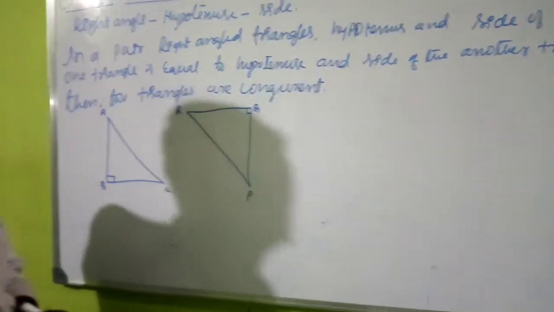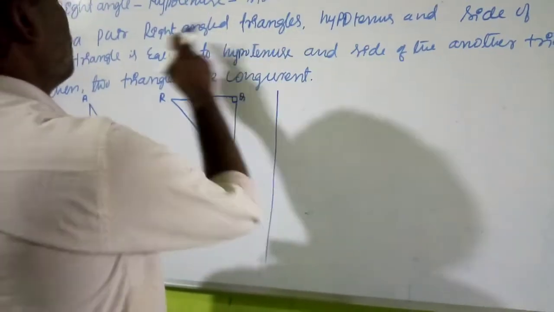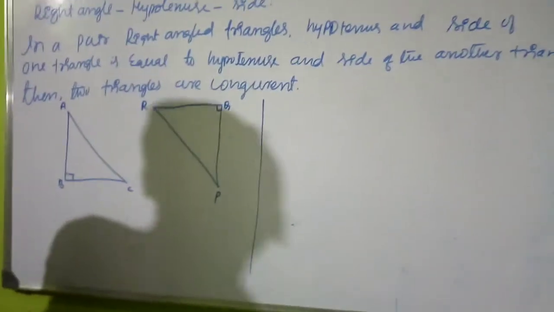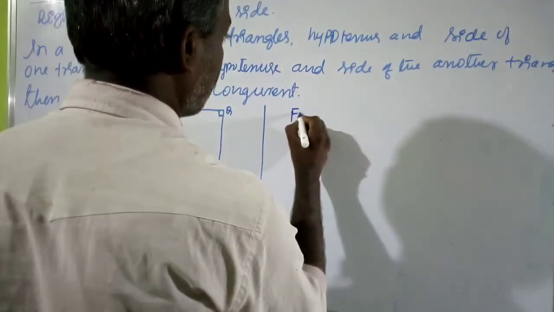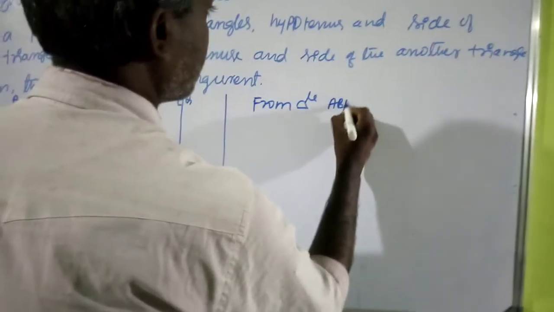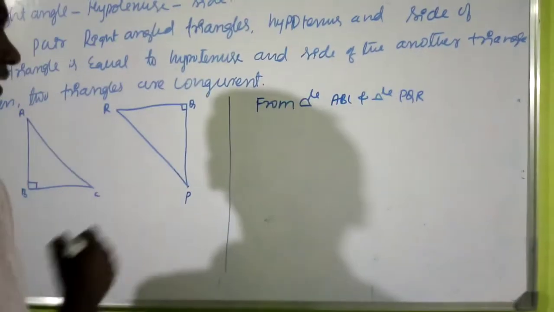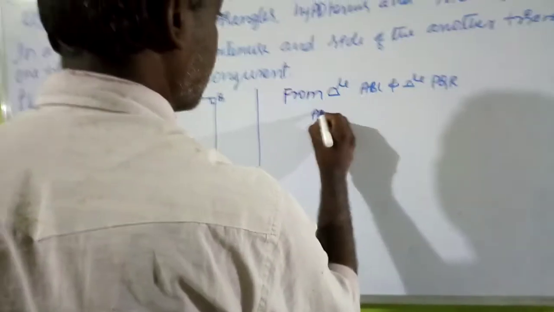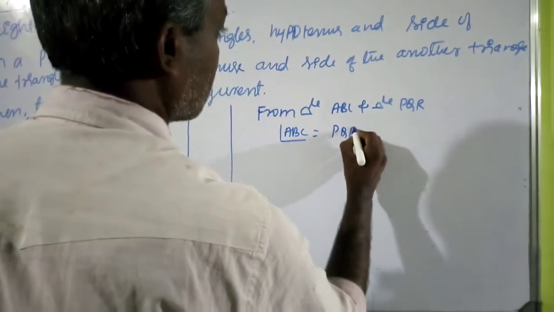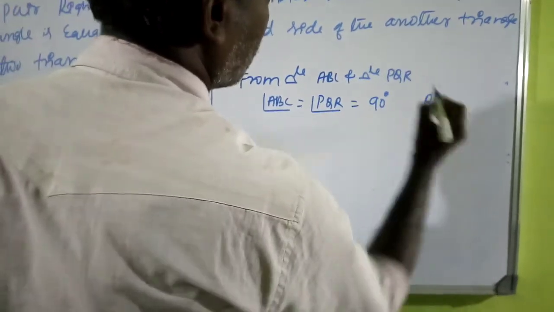So just you should make a comparison of what the statement is indicating. The statement is indicating one right angle, hypotenuse and side. These three things you should compare here. So here, angle B from the triangles ABC and triangle PQR. In these two triangles, angle ABC is equal to angle PQR, correct? So it is indicating 90 degrees. So that is your right angle R.